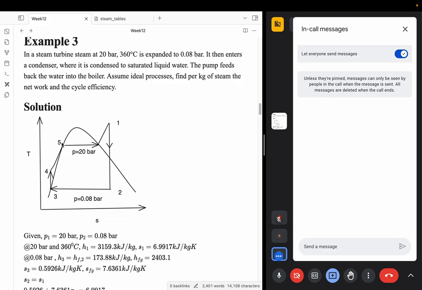So that doesn't answer your question. What was your question? That is because inside the dome your pressure remains constant and temperature also remains constant. Like inside the dome, when evaporation is happening, your temperature is practically constant. So your pressure also doesn't change there. 4 to 1, the entire thing is one process: 4 to 5, 5 to 1. This entire thing is a constant pressure line.